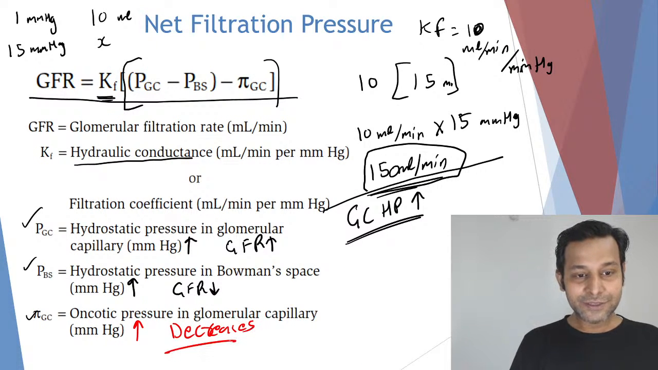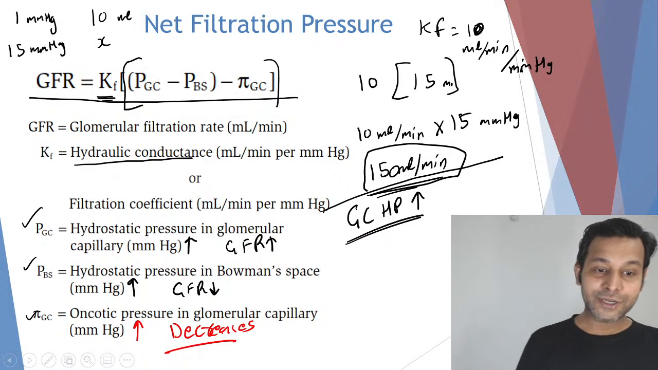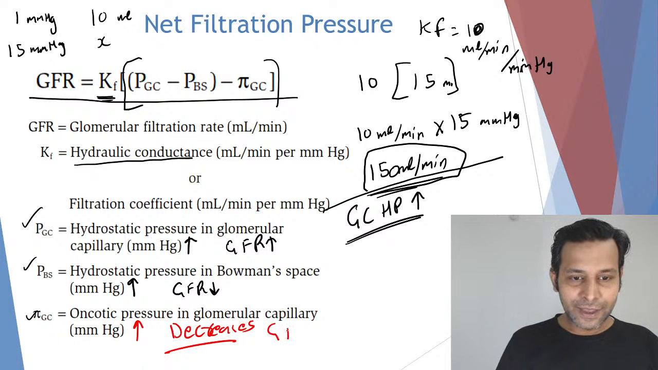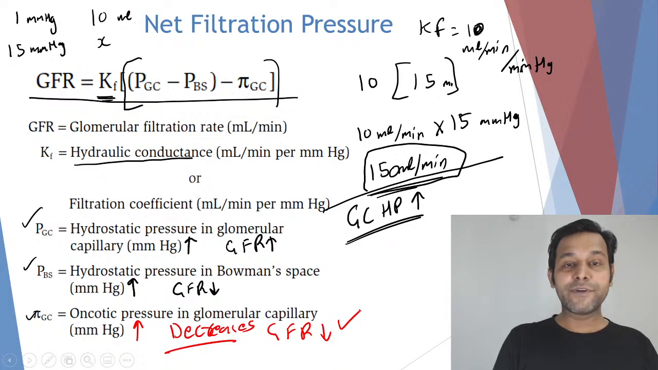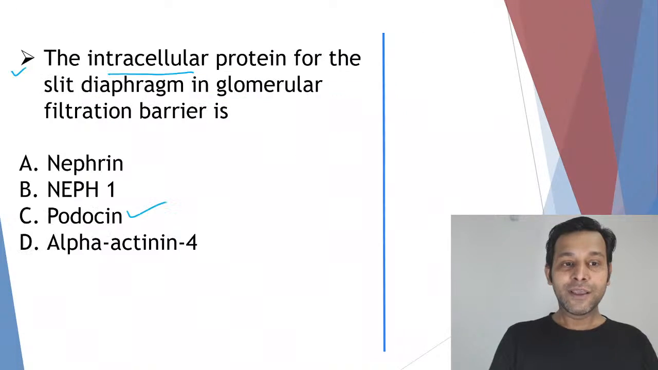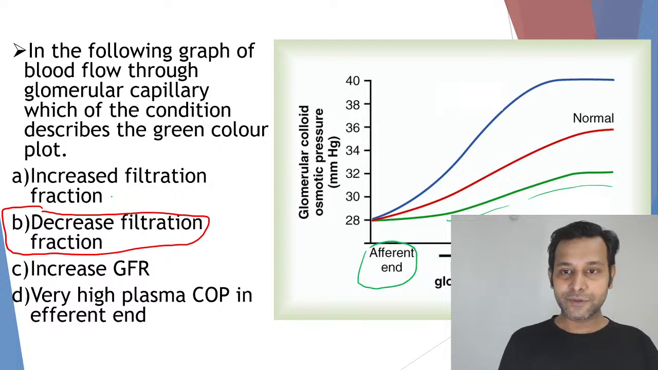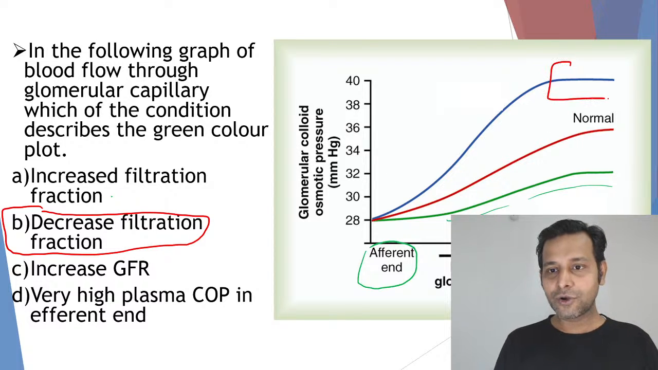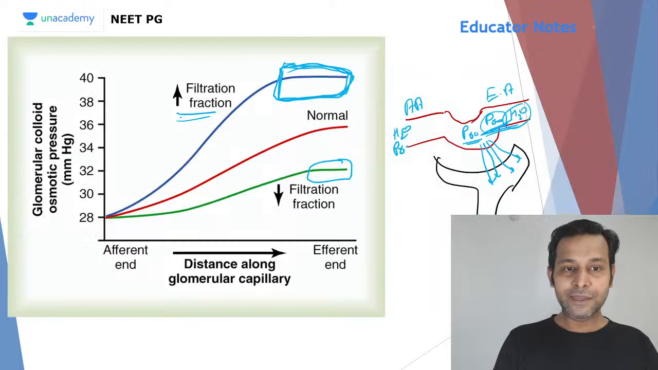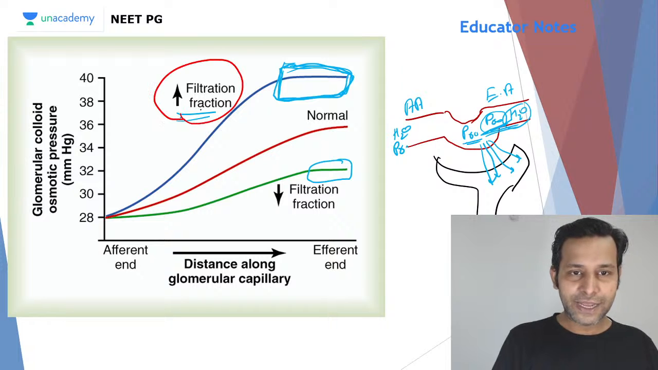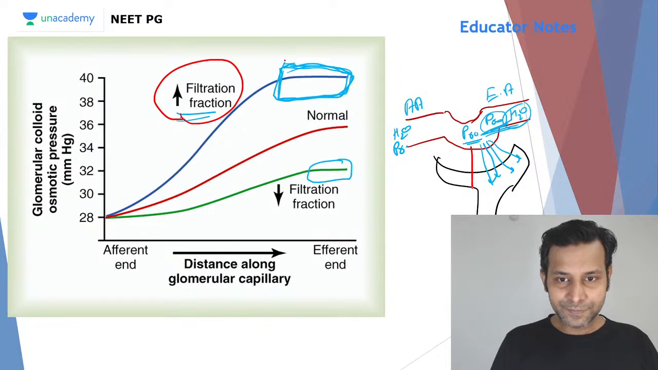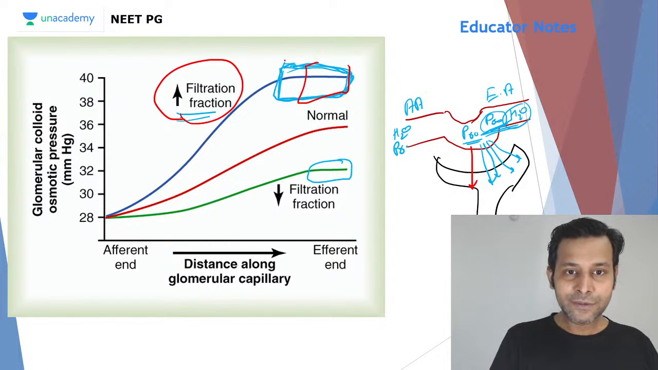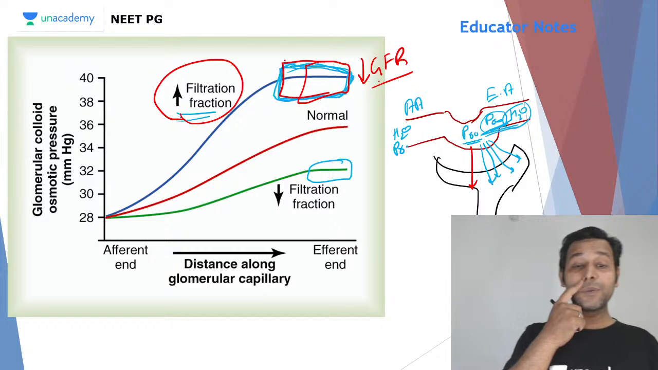That's perfect. So increase in oncotic pressure decreases GFR, and that's a very important hint, because there were questions in previous examinations. If there is too much filtration, then oncotic pressure increases. Remember, too much filtration fraction will increase oncotic pressure, and increase in oncotic pressure will finally decrease GFR. This is called glomerulotubular balance.